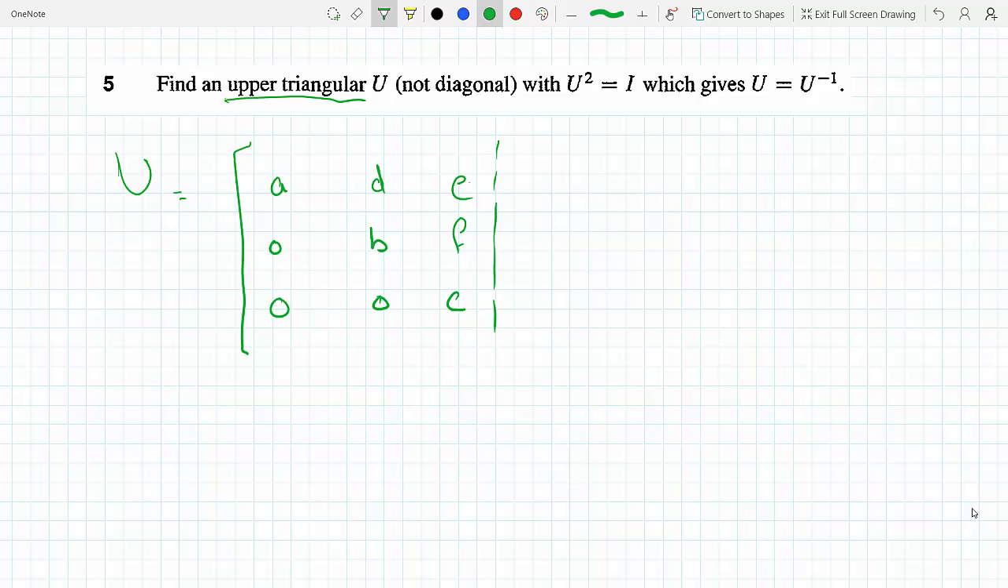Okay, now we have 6 unknowns, A, B, C, D, E, F. We have to solve for these. So now I notice that one of the requirements is that U equals U inverse. So what I could do is find the inverse for U, set it equal to U, and solve for these 6 unknowns.